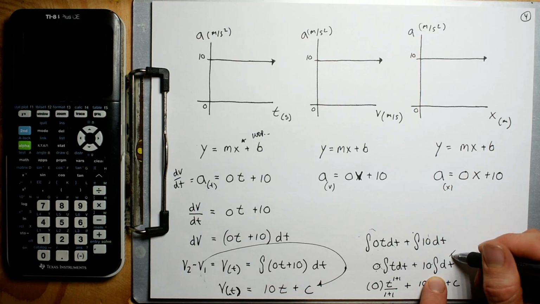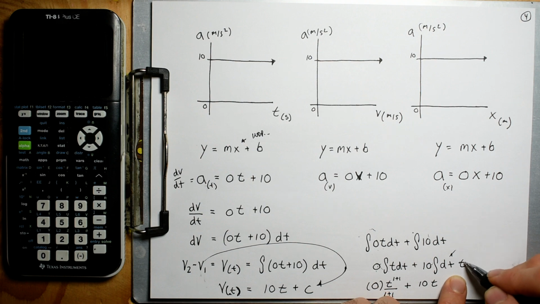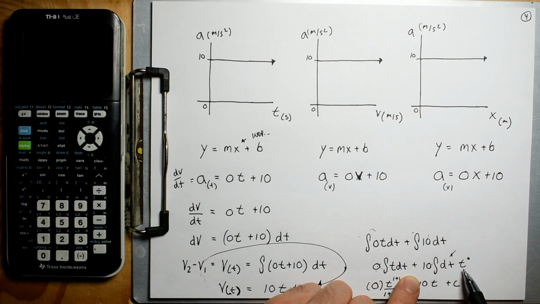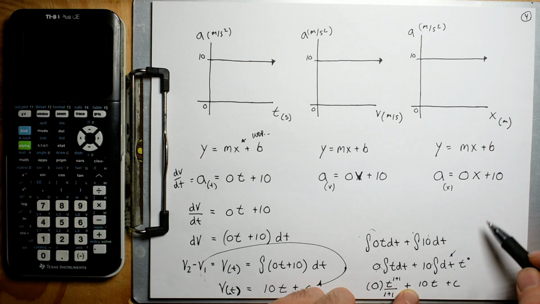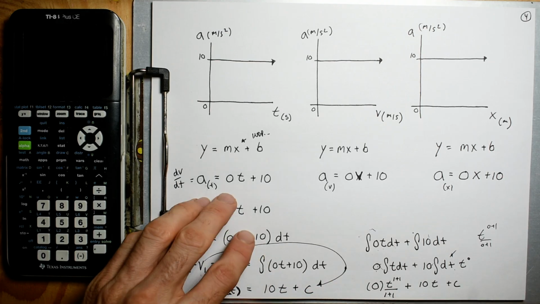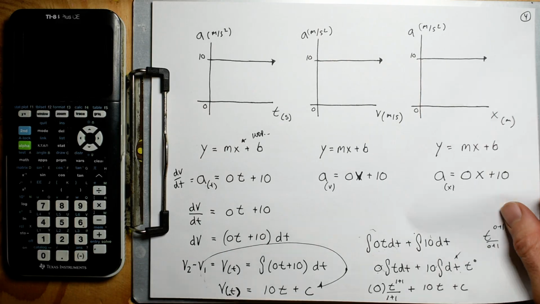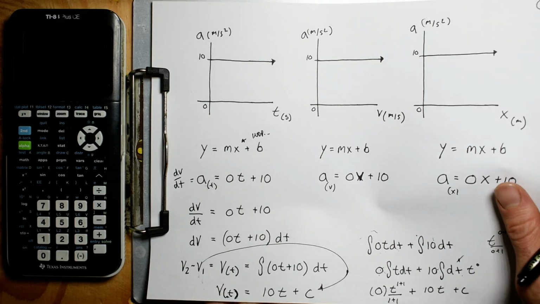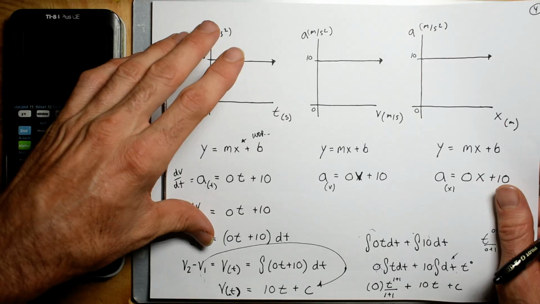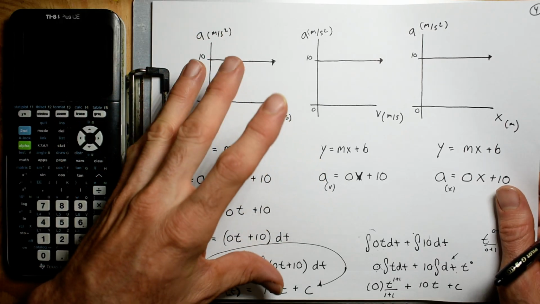And even right here, you could say, hey, could there just be a t to the 0? Sure, this is t to the 0 dt. And this goes t to the 0 plus 1 divided by 0 plus 1. And that's just t. Alright, hell yeah.